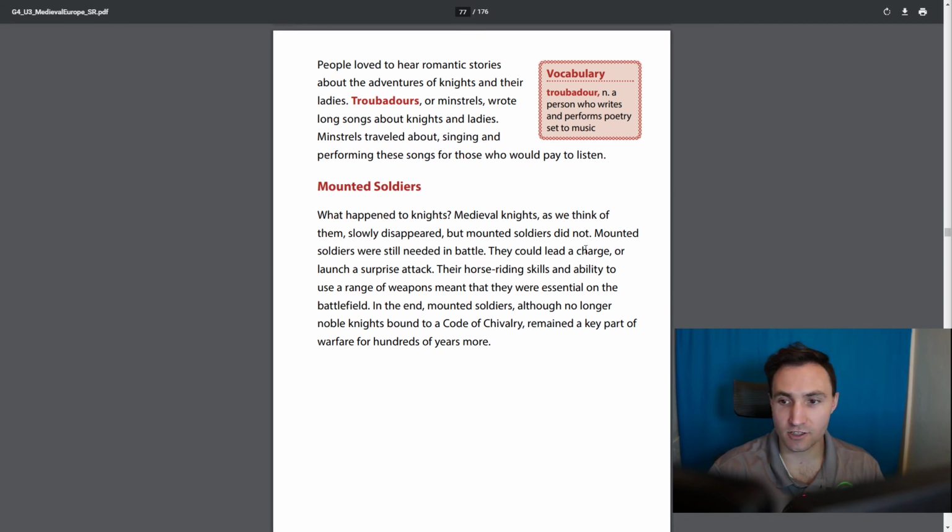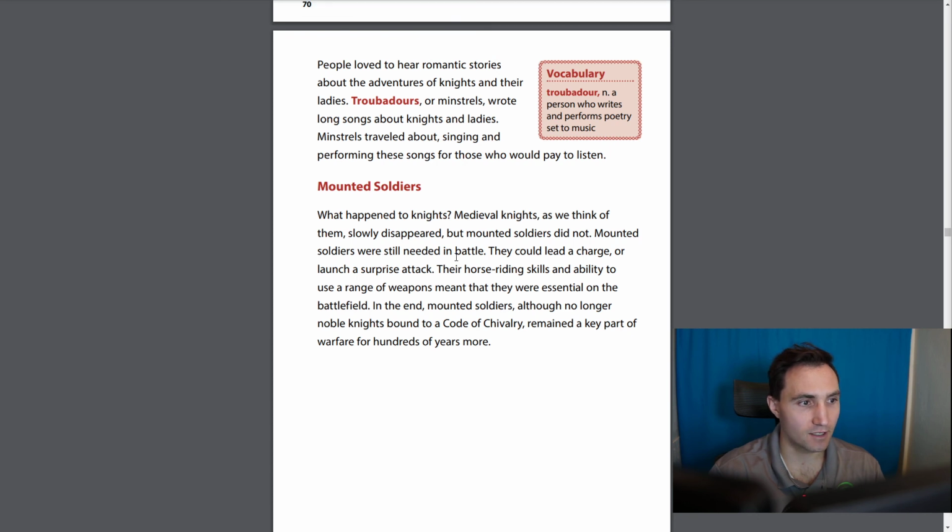All right, our last section, and then we'll refer to the big question and we'll be all done. So, mounted soldiers. What happened to knights? Medieval knights, as we think of them, slowly disappeared, but mounted soldiers did not. Mounted soldiers were still needed in battle.